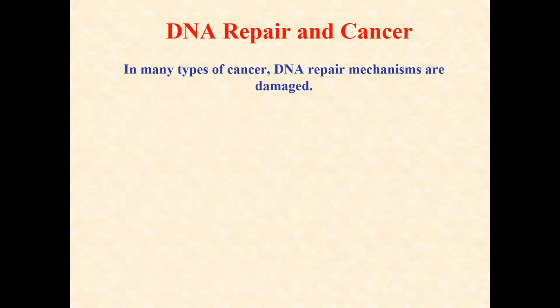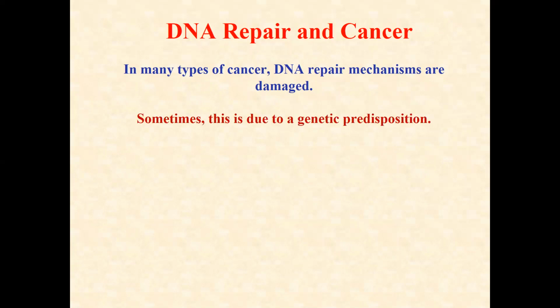Now that we have learned about DNA repair, let's learn how it's related to cancer. We learned earlier that DNA damage, when unnoticed, can result in various disease states. We also know that in many types of cancer, DNA repair mechanisms are in fact damaged. This damage can be due to genetic predisposition.